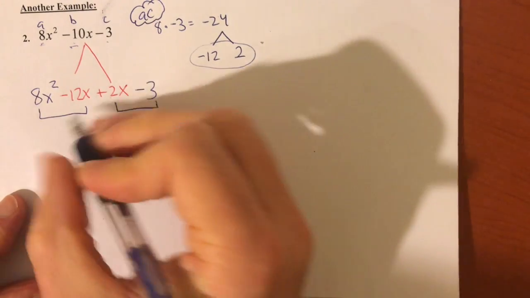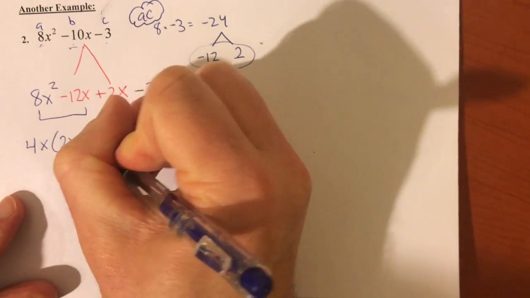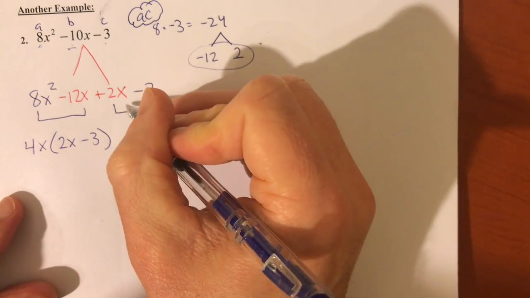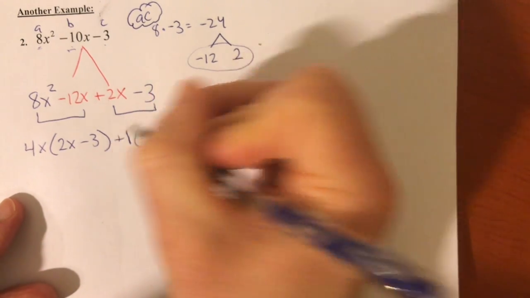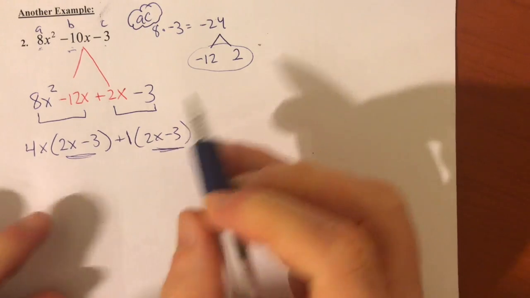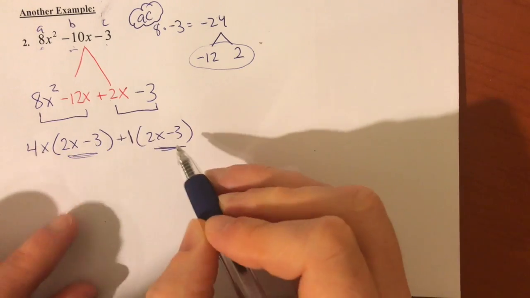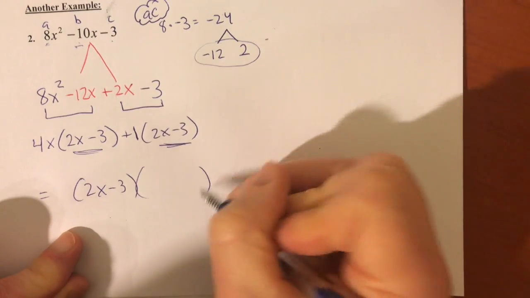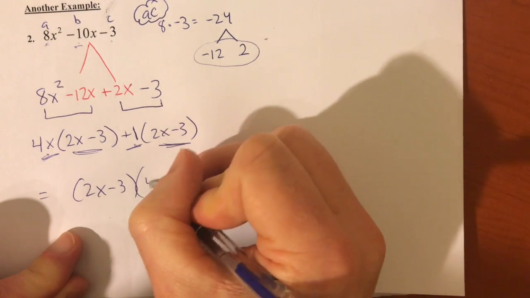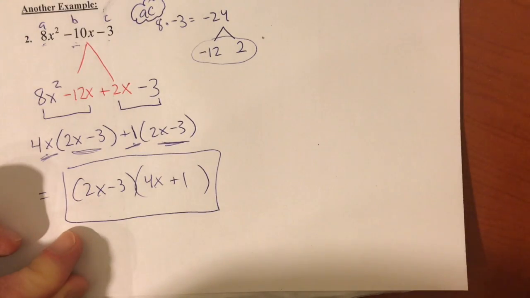What can you take out of that first group? 4x. When you take 4x out, 2x minus 3. What can I take out of this group? Nothing except positive 1. There's your common factor, 2x minus 3. Remember, if these aren't exactly the same, then you can't go to the next step. It means you did something wrong. 2x minus 3 is the common factor. And then in the other group, 4x plus 1. Done. Check by foiling if you like, and you'll see that it's the correct combination.